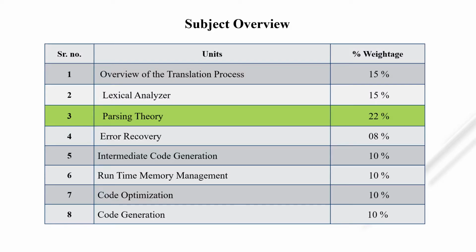So we already completed units number 1 and 2. Now we proceed with unit number 3, that is parsing theory, which has the weightage of 22%. Also, from unit 3, the questions asked in the GTU examination have a weightage of about 14 to 21 marks from this single unit, which is lengthy as well as the most important unit in your entire syllabus.